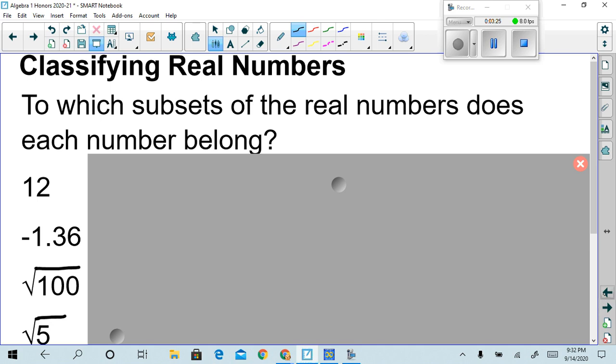We will spend a few moments classifying, and again, I will give you this list in class this morning, and I will then ask you to help me name all of the subsets of real numbers that each of the following are part of.